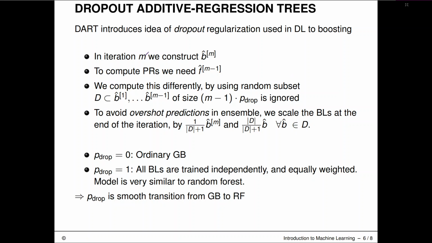Let's assume we are in iteration M, and we want to construct our new base learner b^[m]. In order to construct this base learner, what do we need to do? We need to compute the vector of pseudo-residuals, and we need to fit our base learner against that vector of pseudo-residuals. In order to compute the vector of pseudo-residuals, we need to insert into the formula the prediction of our current ensemble, which is of size m-1.